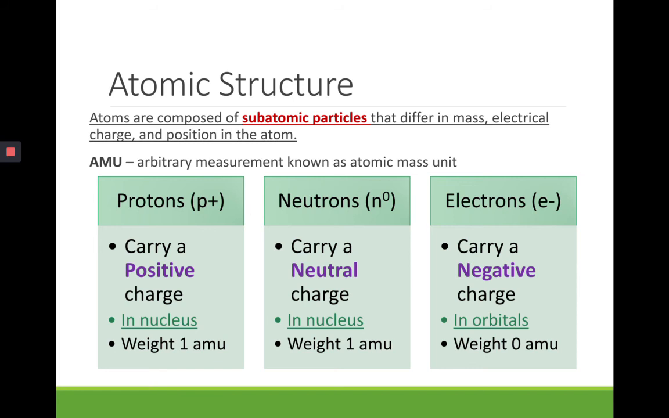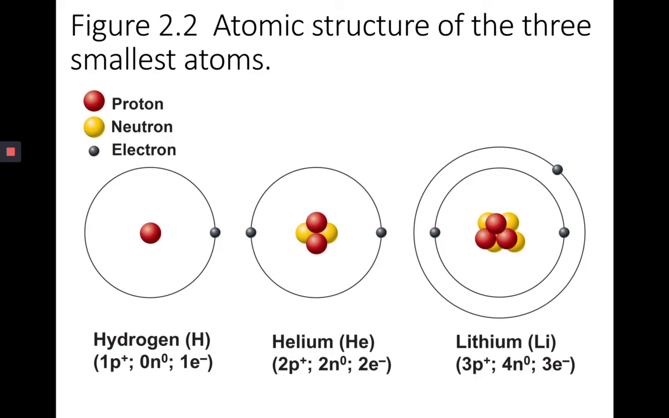So it's arbitrary because all it means is protons and neutrons weigh more than electrons. It just doesn't mean a whole lot outside of atomic structure. So here is figure 2.2, just showing you the atomic structure of 3 of the smallest atoms. We can see that the red protons and the yellow neutrons are in the central region of each atom. So that area is called the nucleus.